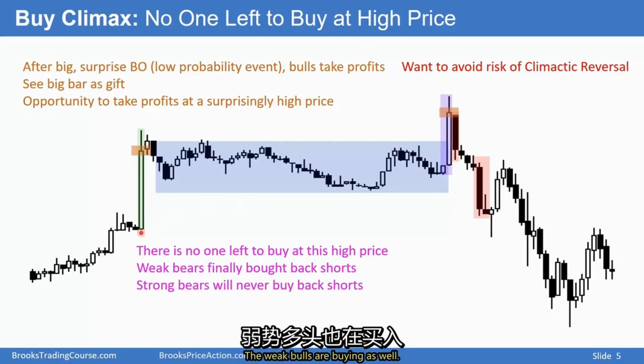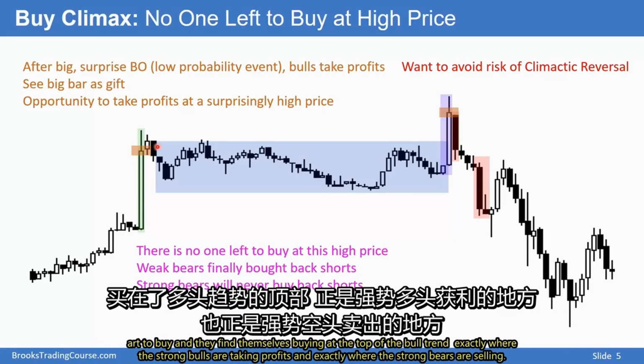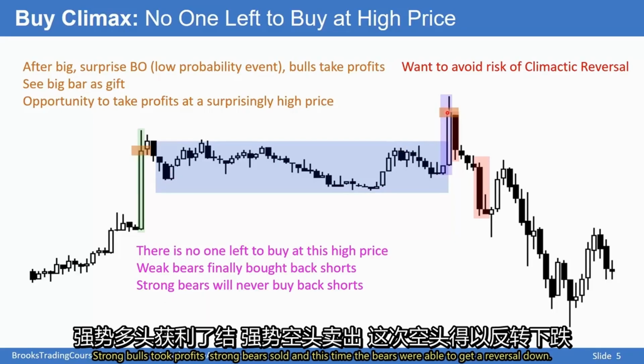The weak bulls are buying as well. They're looking at the trend saying, it's not all that strong. I need signs of strength. And then the market starts to accelerate up, and the weak bulls start to buy, and they find themselves buying at the top of the bull trend. Exactly where the strong bulls are taking profits, and exactly where the strong bears are selling. Here, the strong bears were unable to get a bear trend, but they were able to get a scalp trade, and the strong bulls bought again. Strong bulls took profits, strong bears sold, and this time the bears were able to get a reversal down.